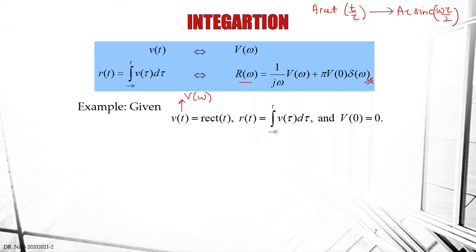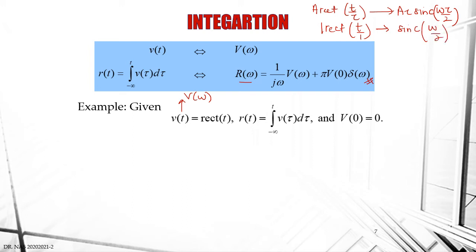In this case, you have v(t) given by rectangular t, meaning that tau is 1 and a is also 1. So you get the Fourier transform: a is 1, tau is 1, sinc function, with tau is 1, so omega over 2.